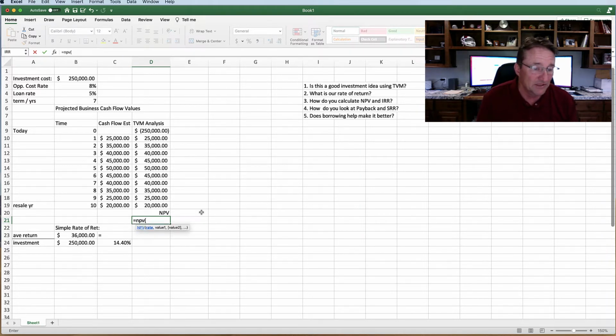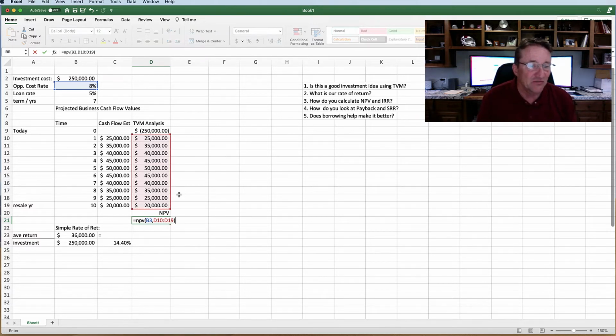So you can do net present value all in one step. What's the rate? Well, we're going to discount this at 8%. What are the values, comma, what are the values 1 to however many you have? And they are right there. They are 1, 2, 3, 4, 5, all the way down to 10. Those are the cash flows, close parentheses.